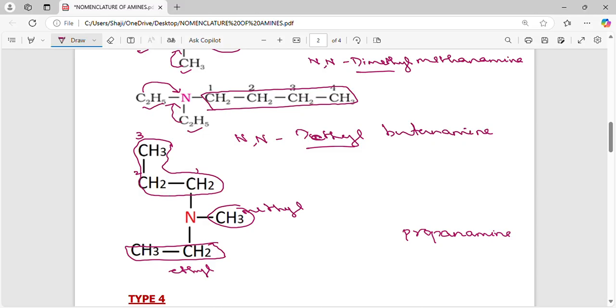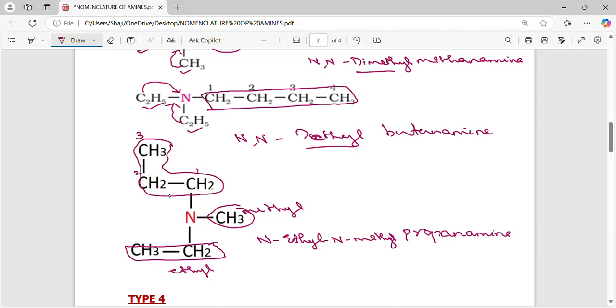And we have to write separately. The first ethyl group is attached with the nitrogen. So N-ethyl. Again we need to write N, and then methyl. Don't write N-ethyl methyl. That is wrong. Instead we need to write N-ethyl.